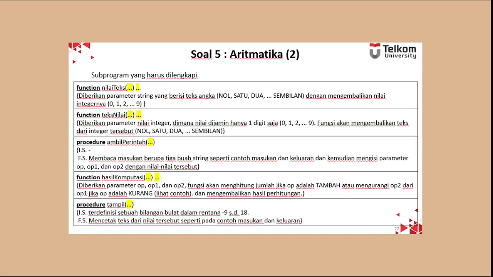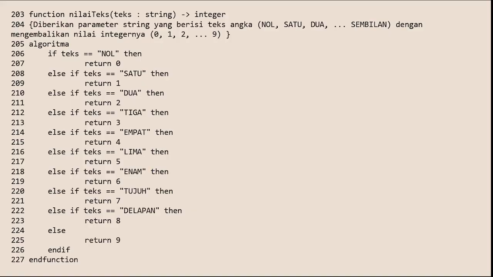So we're going to create subprograms. The first one is to convert the string into an integer, and then the second one is to convert an integer to a string. The third one is a subprogram to get the input of operator and the operands, and the fourth one is to calculate the arithmetic equation, and then the last one is for outputting the result of the calculation.